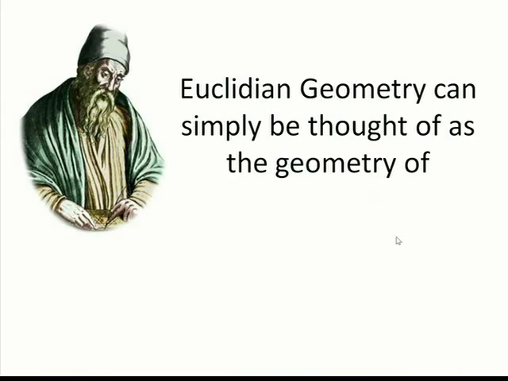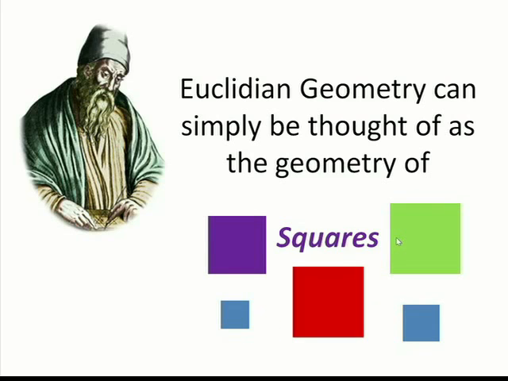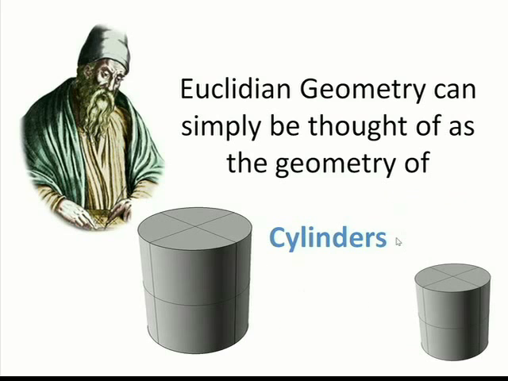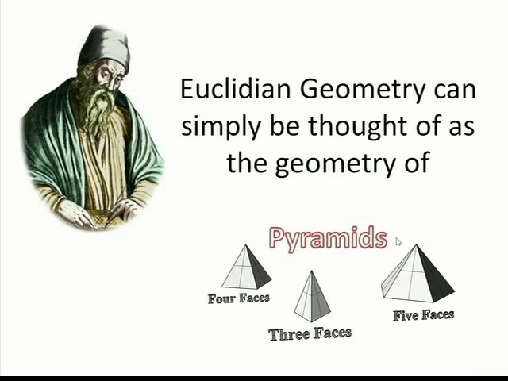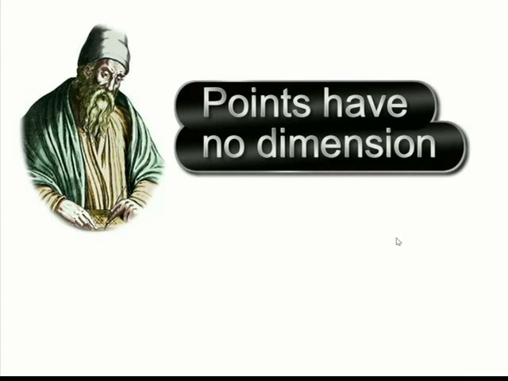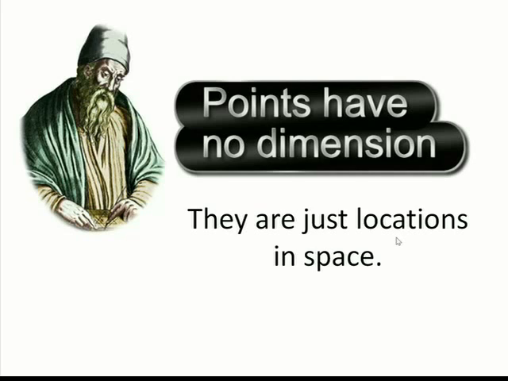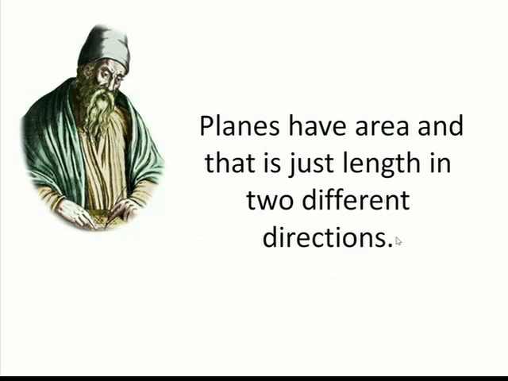Euclidean geometry can simply be thought of as the geometry of points, lines, planes, triangles, circles, squares, spheres, cylinders, cones, and pyramids, to name a few basic geometries. Points have no dimension. They are just locations in space. Lines have one dimension that we call length. Planes have area, and that is just length in two different directions.